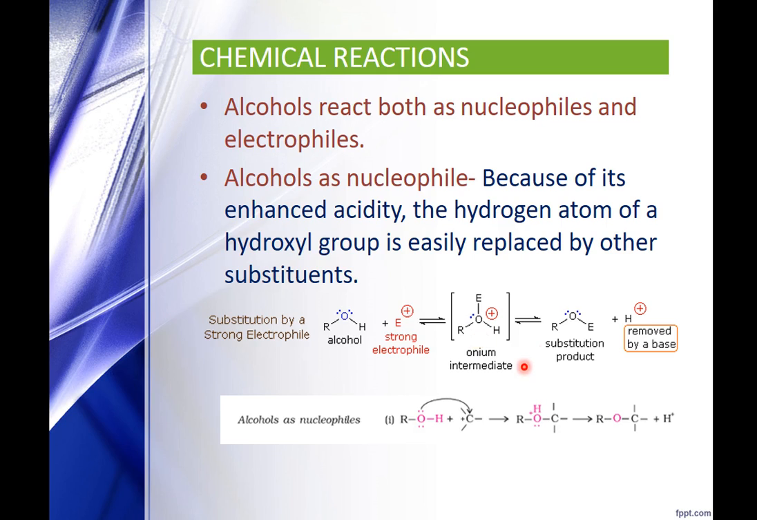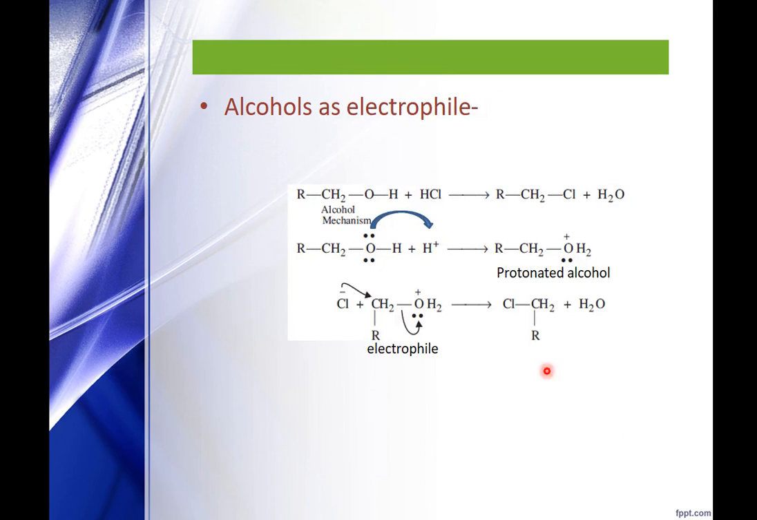After that, this is an onium intermediate, then H is removed from here by a base. So you can very well see here that alcohol is acting as a nucleophile. This is an example. Alcohol with carbocation forms this type of product.